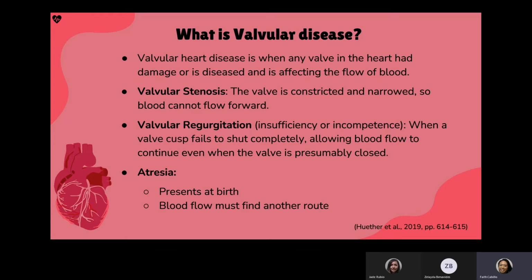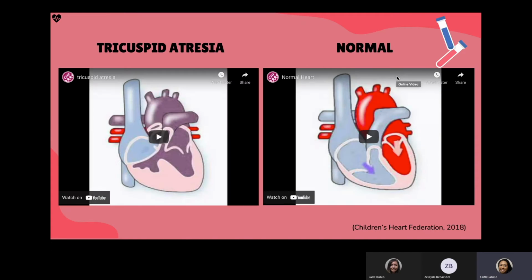And lastly, heart valve disease can happen at birth. Atresia is when the valve opening doesn't develop normally during childhood. This prevents blood flow from passing from an atrium to a ventricle, or from a ventricle to a pulmonary artery or aorta. The blood must find another route. This is just a quick slide of what tricuspid atresia blood flow may look like. As you can see, the blood has to find another route to take.